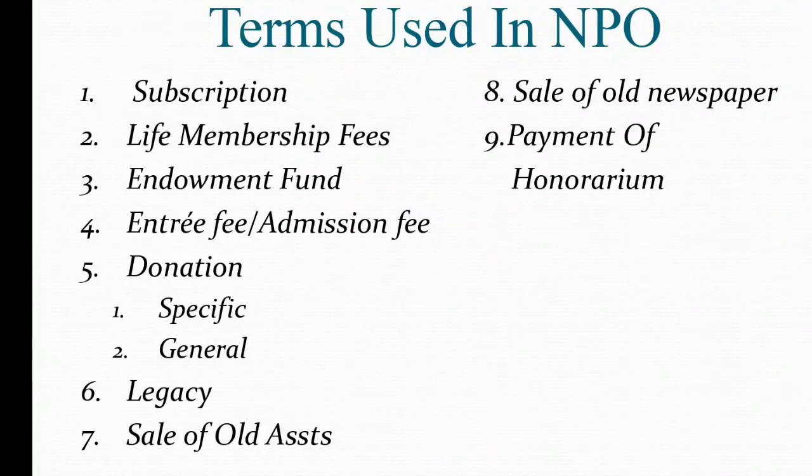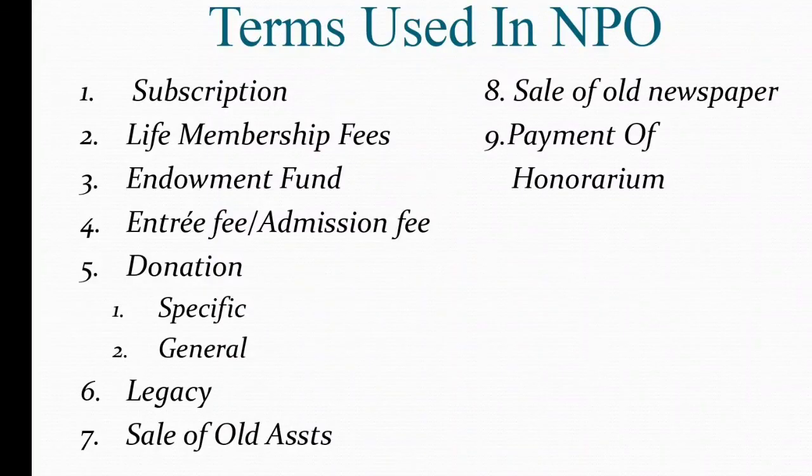The last one is payment of honorarium. Payment of honorarium means any payment made to an outsider of the organization, that is, any person who has done some work for the organization but is not a member of it. Payment made to that person is known as honorarium. It is a revenue nature expense to the organization, so it is to be shown on the debit side of the income and expenditure account. So these are some terms which are used in not-for-profit organizations.